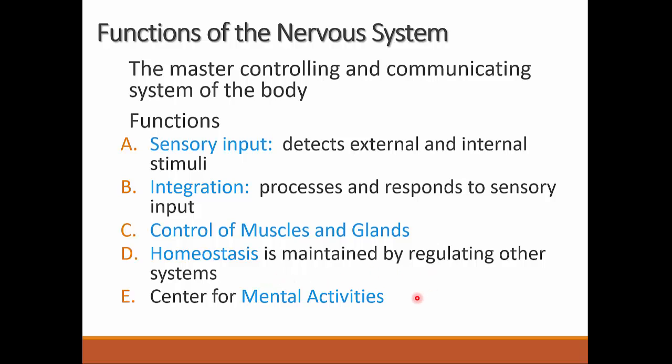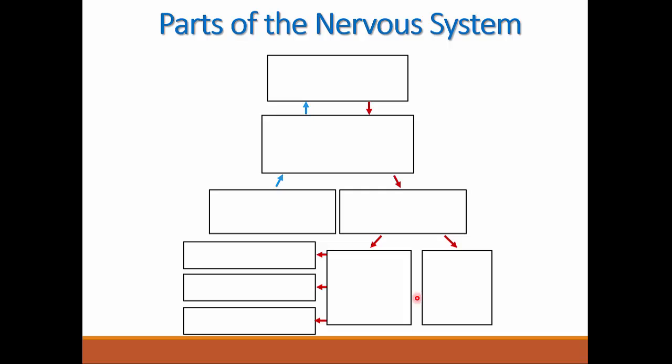The last thing is mental activities. So mental activities can involve memory or seeing or just interpretation of any type of signals. So let's look at parts of the nervous system. So when we're looking at the nervous system, it can be broken down structurally and then functionally. So first we're going to look at the structural breakdown of the nervous system.